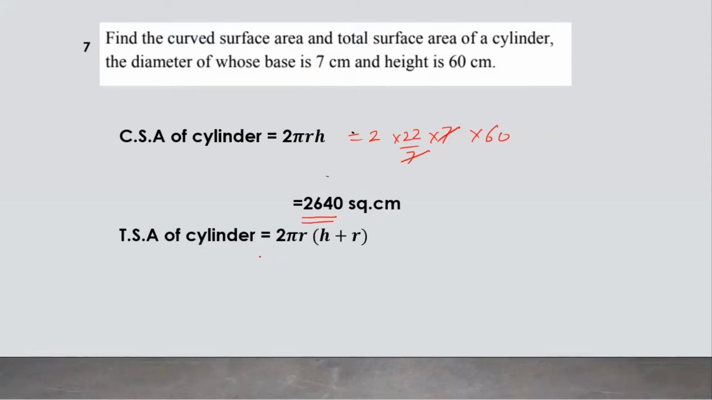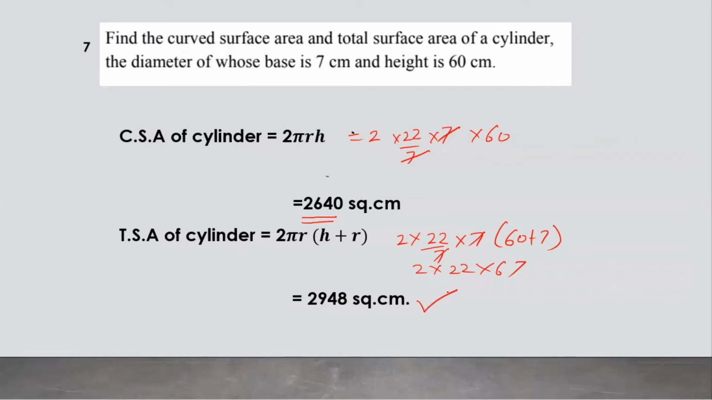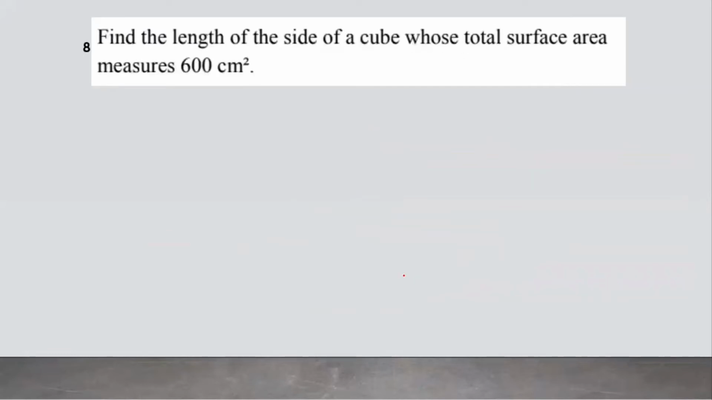Now the total surface area of a cylinder is 2 pi r in bracket h plus r. Let us put the values in this and we get 2 into again 22 by 7, the radius is 7 and height is 60 plus 7. So this is how we get 2 into 22 into 67, which we get as 2948 square centimeters. Okay, let's take a few more questions.